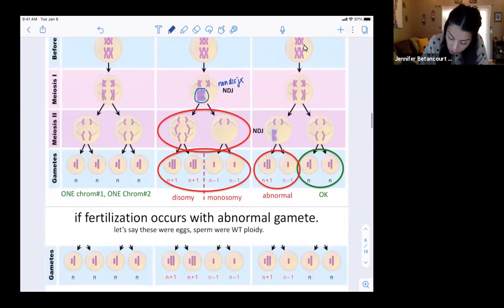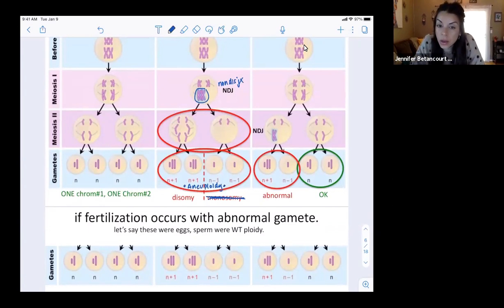All right. So if non-disjunction happens in metaphase 1, you end up having both of the cells after cytokinesis 1 abnormal. And then each of these cells will then produce abnormal gametes. So you can see here that all of these gametes are abnormal. They all exhibit aneuploidy, the abnormal number of chromosomes.